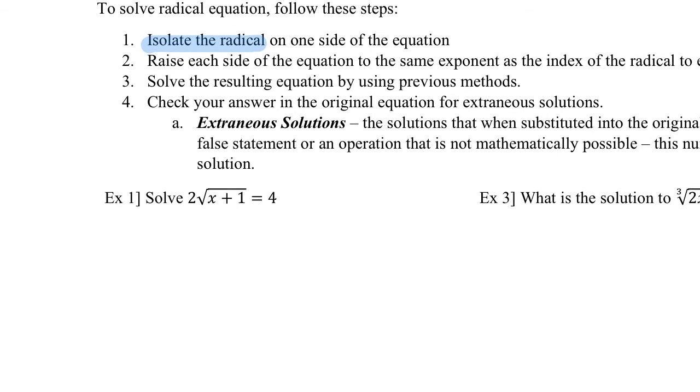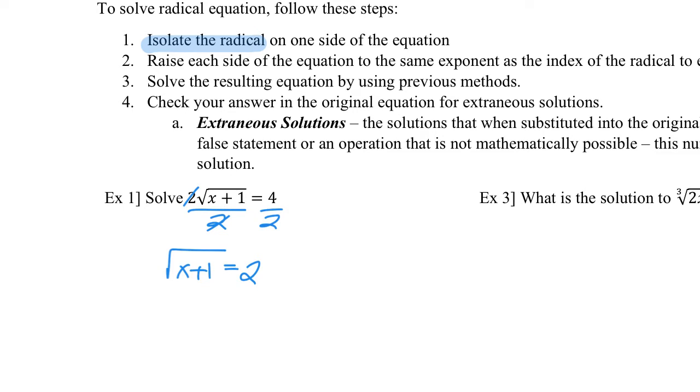For example 1, it says solve 2 times the square root of x plus 1 equals 4. To isolate this radical, I'm going to have to divide both sides by 2. So you end up having the square root of x plus 1 equals 4 divided by 2, which makes 2.